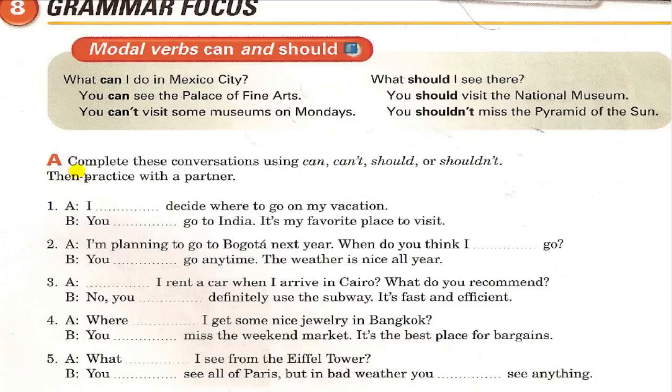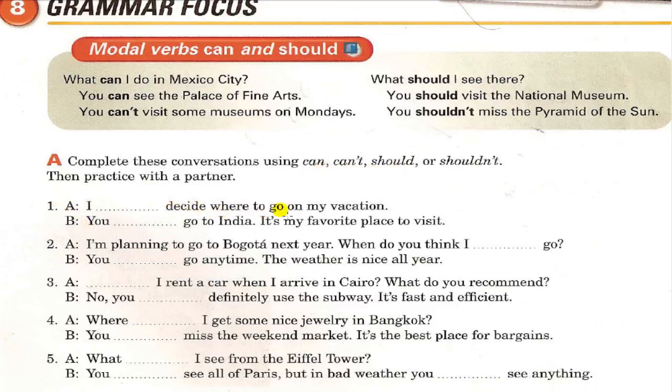A. Complete these conversations using can, can't, should, or shouldn't. Then practice with a partner. In this exercise, you have four choices: you choose can, can't, should, or shouldn't. Can is for ability, should is for advice.